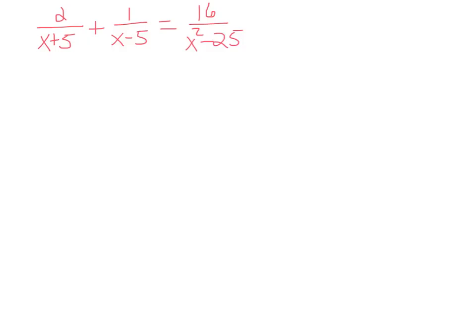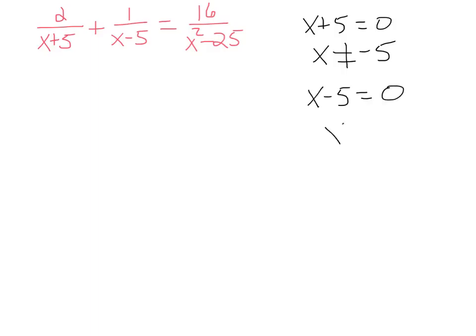So we're going to start off and find our restrictions, and that means we have to deal with every single denominator, and we've got to set them all equal to 0 and see what they give us. So we have x plus 5 equaling 0. So we know that x cannot be negative 5. We set x minus 5 equal to 0. And so we know x cannot be 5.